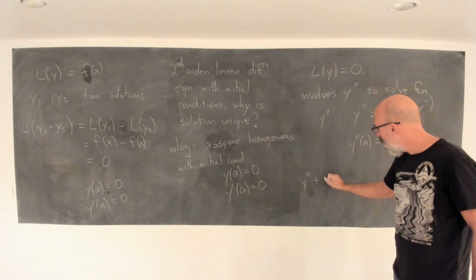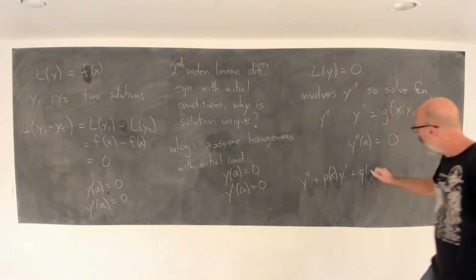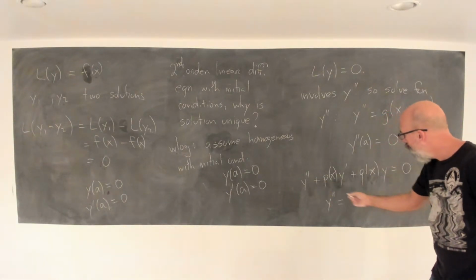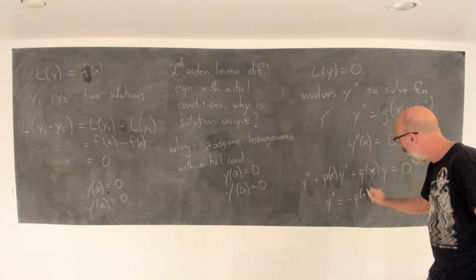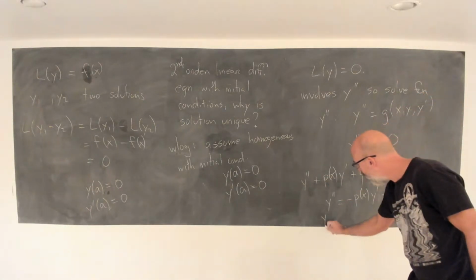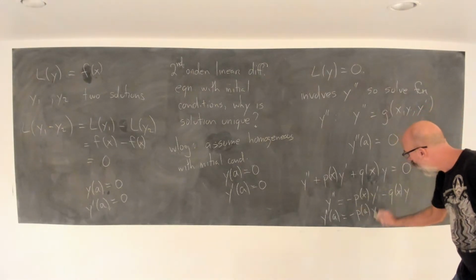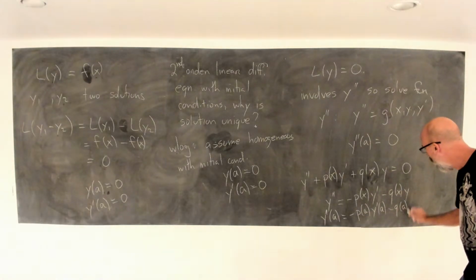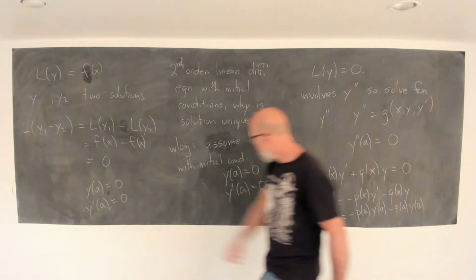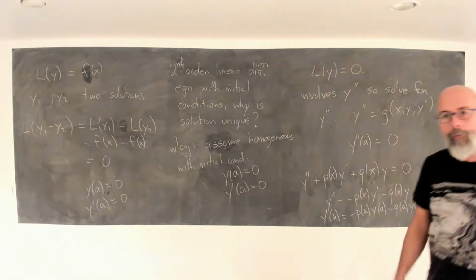Y double prime plus P of x y prime plus Q of x y. Right? So I'm saying solve for y double prime. So you get minus P y prime minus Q y. And when you plug in A, what happens? Minus P of x A, y prime of A, minus Q of A, y of A. But this is 0, and this is 0. So the second derivative is 0.